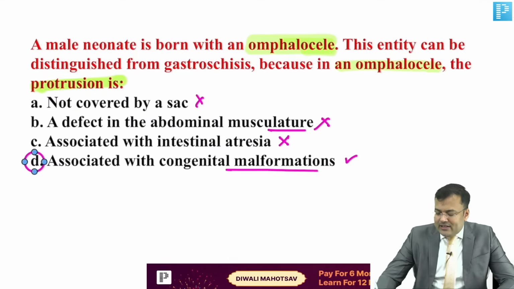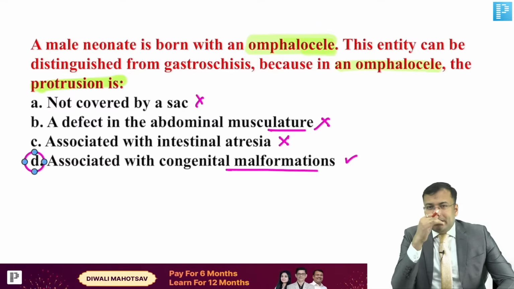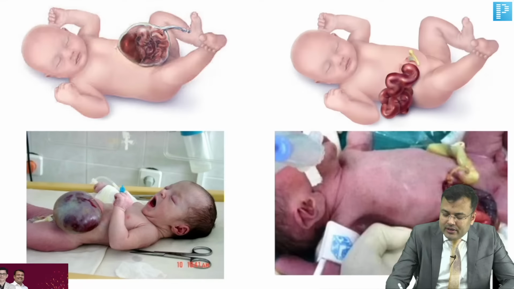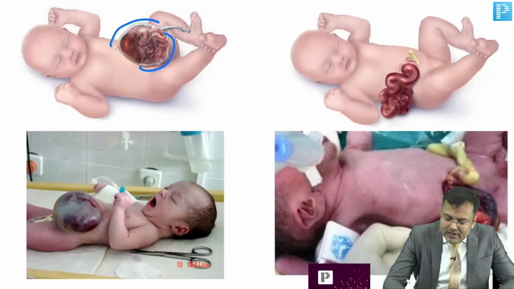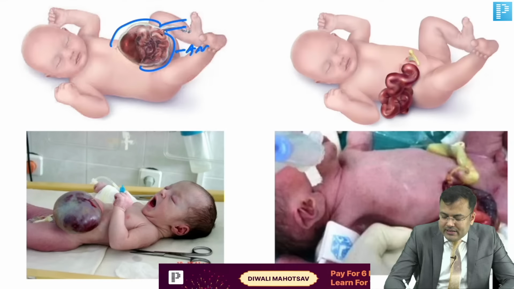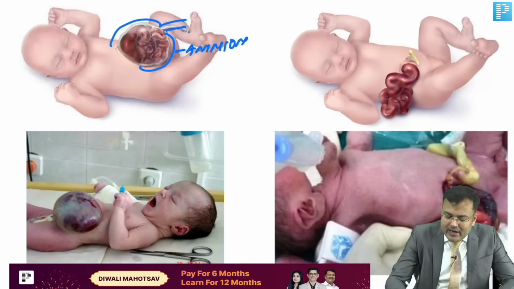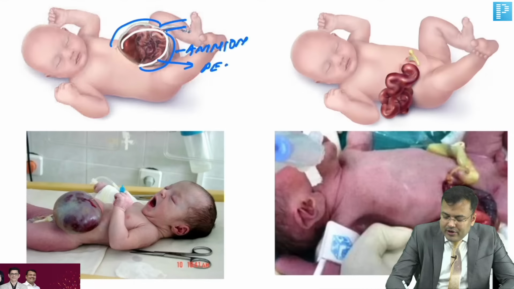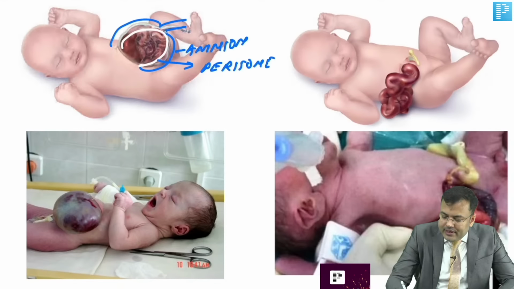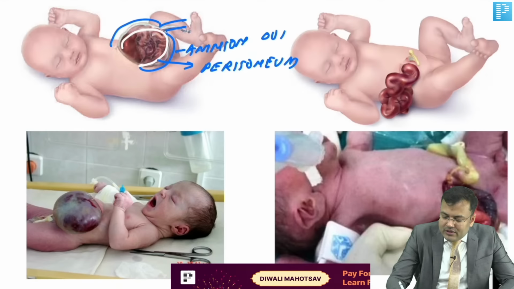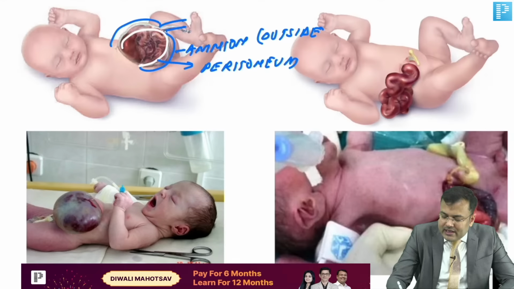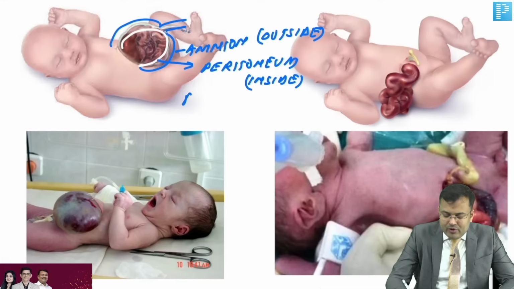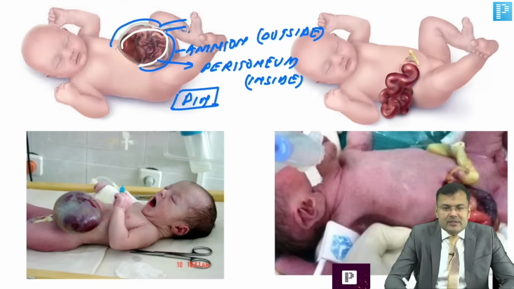Got it? So, let us discuss, guys. Let me tell you, every year there is one question related to omphalocele and gastroschisis. Quickly, let us revise. Here it is covered by two layers. What is the outer layer? Outer layer is amnion, and inner layer is peritoneum. How to remember, guys? The mnemonic is easy: PIN, peritoneum is in.